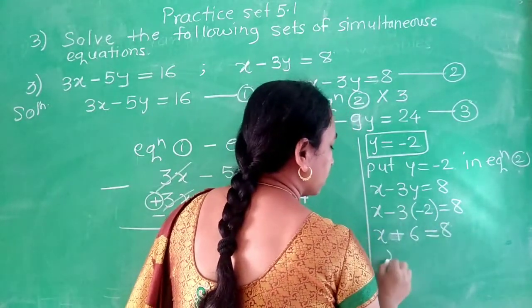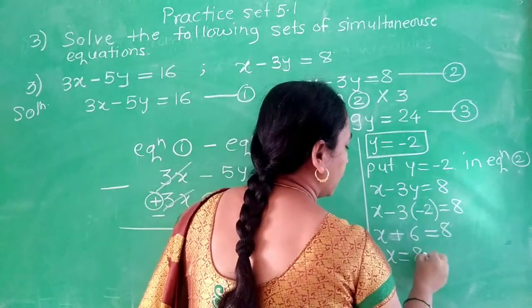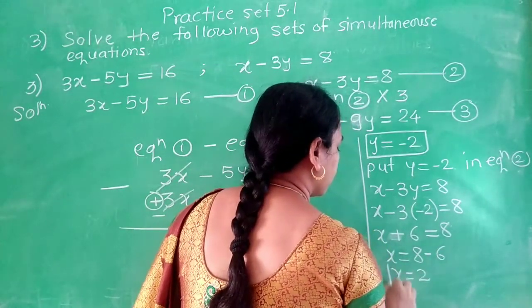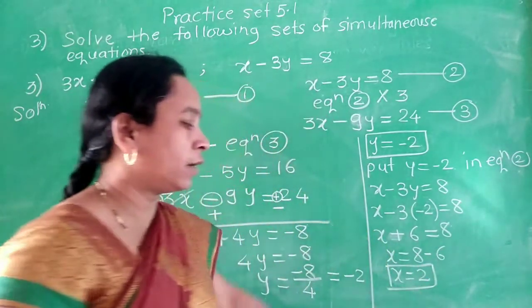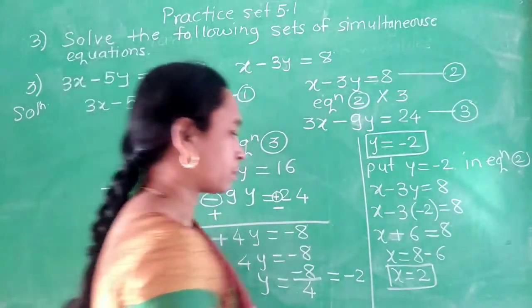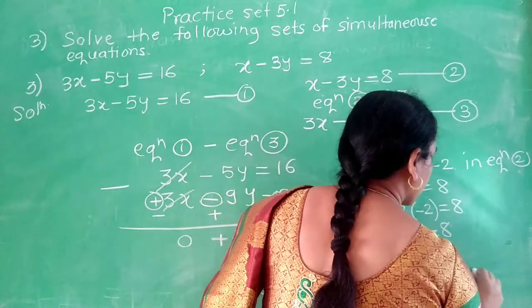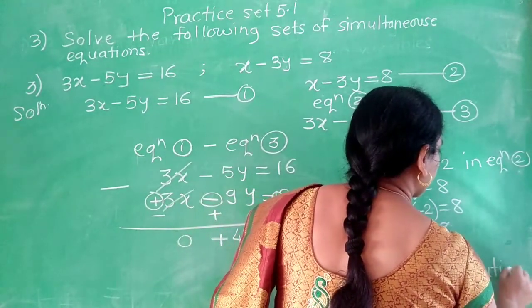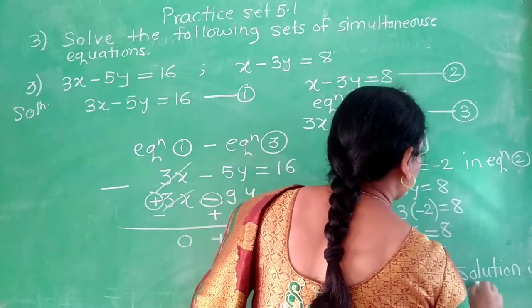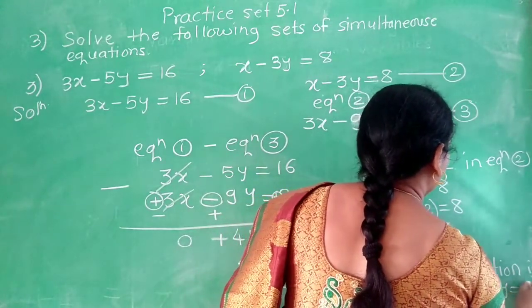6 transfer it on that side. So x is equal to 8 minus 6. So x is equal to 2. So we got the solution: x is equal to 2 and y is equal to minus 2. So the solution is x is equal to 2, y is equal to minus 2.